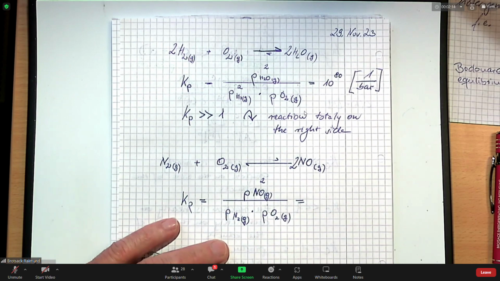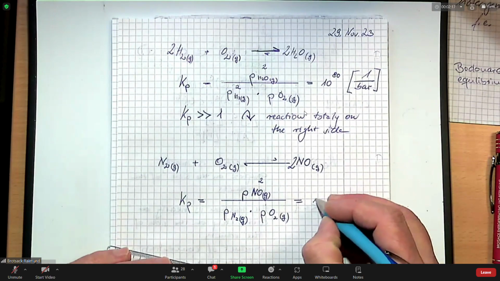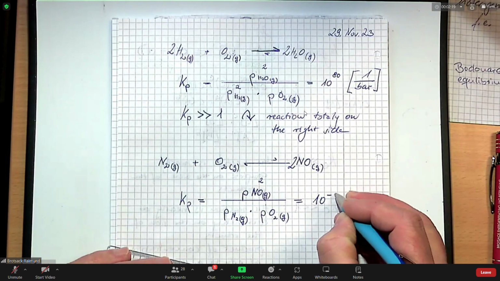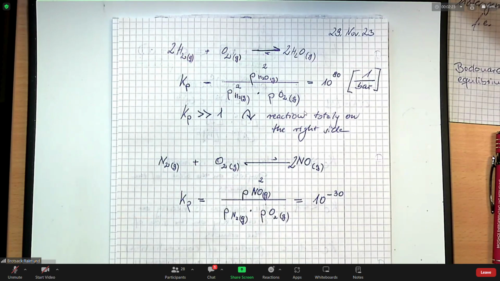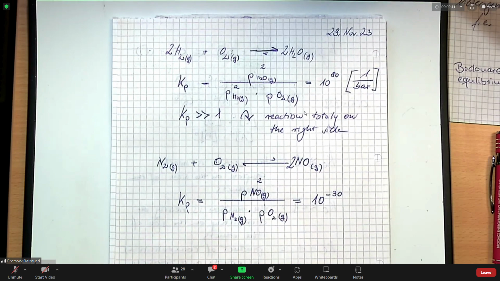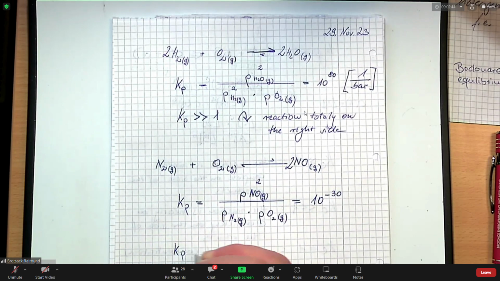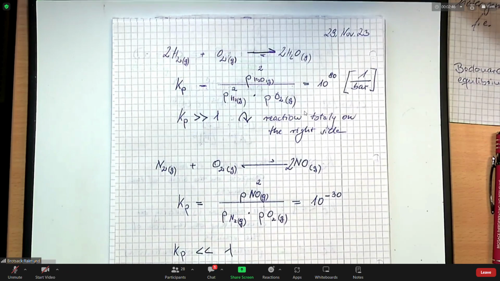So here, when we look it up in literature, we find it's 10 to the power of minus 30. Now, what's the unit for this in that example? No unit, because we have bar squared over bar times bar squared, so no unit in this example. And of course, now we see it's totally on the left because Kp is much smaller than 1.